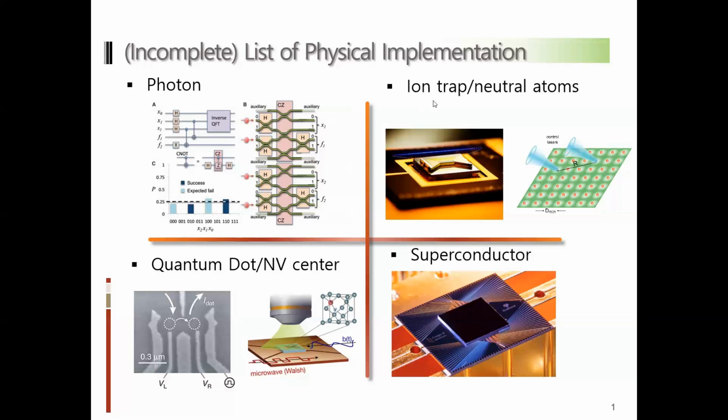And then, of course, the other options are not good for communication. So the photon is a very important medium to create the entangled state between remote qubits. Each of them has its advantages and disadvantages.